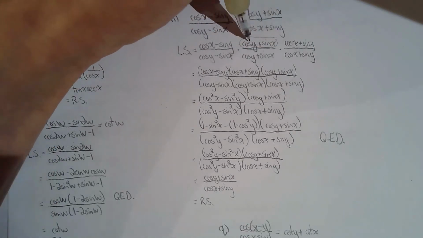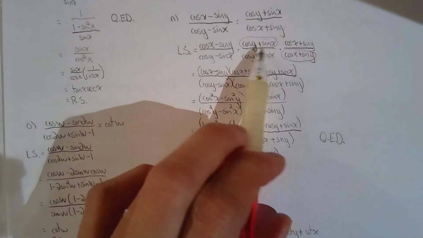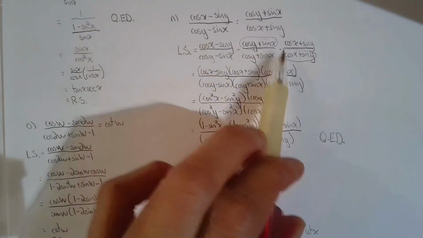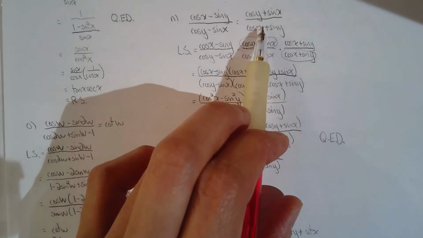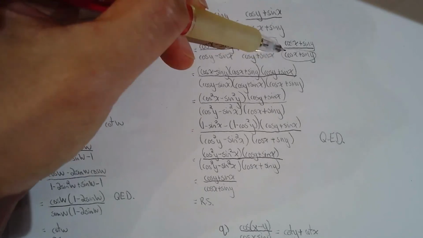I don't want to touch cos y plus sine x. I want to leave that alone. And as for the denominator, I want to leave cos x plus sine y alone. Now, why would I want to leave this alone and this alone? Because if I leave these alone, guess what? I have the right side of my identity. So I really don't want to touch this. Just let that be, okay?